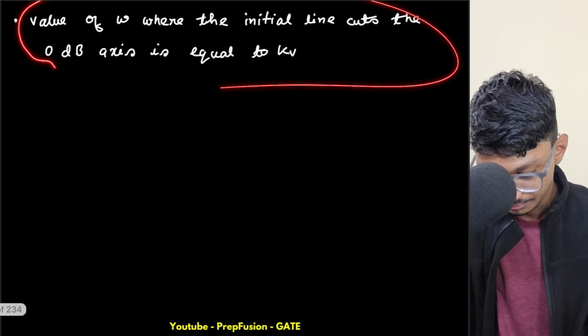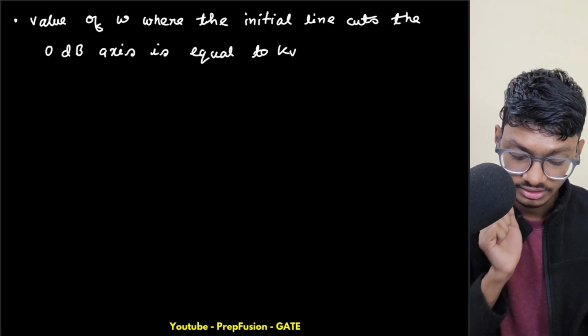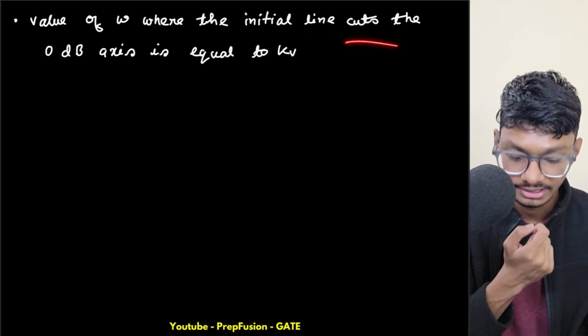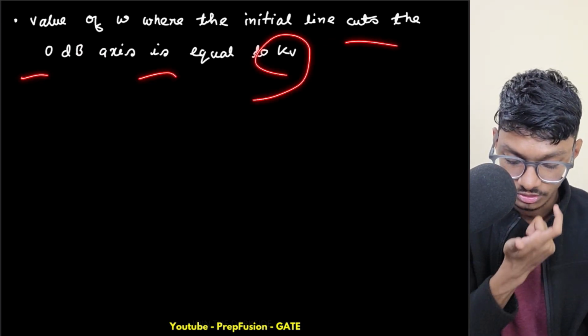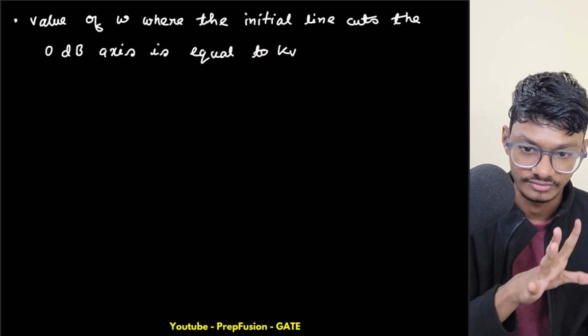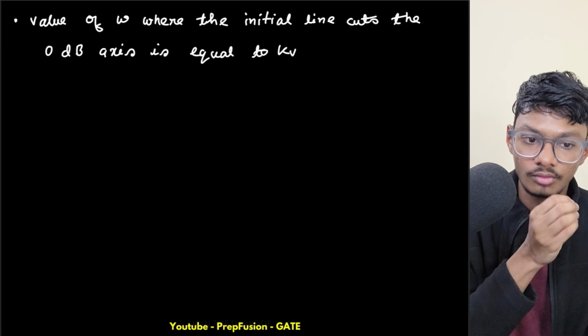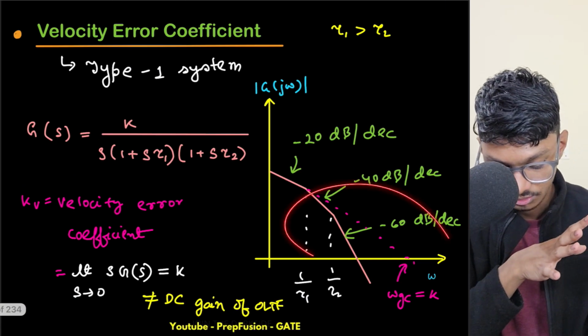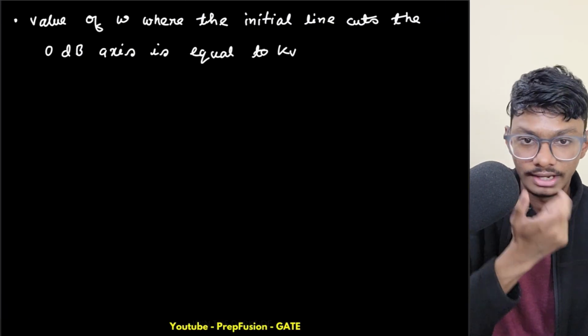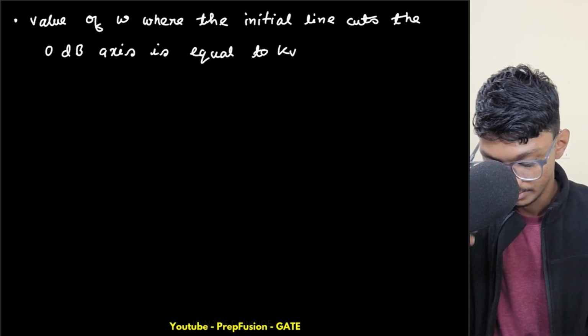Now here I have also written that the value of omega where the initial line cuts the 0 dB axis is equal to Kv, equal to Kv itself. So how is it equal to Kv? From here you can understand, but let me give you the intuition. We have already done this, still let me give you the intuition.